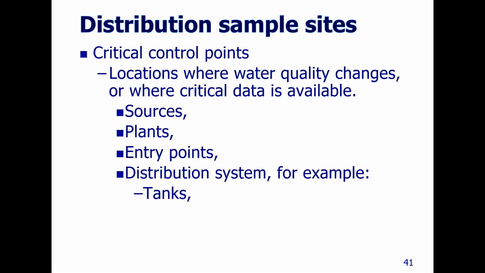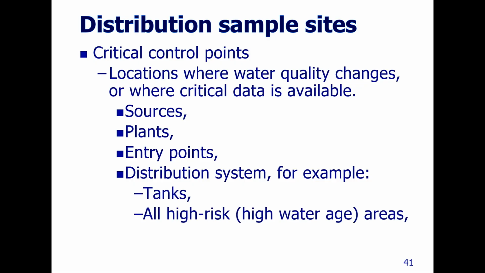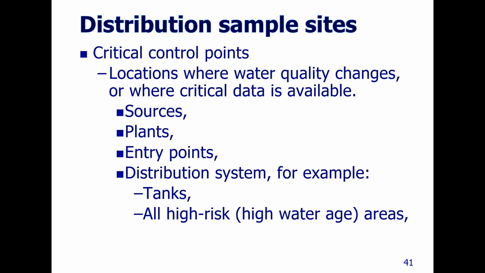Some distribution examples are talked about: tanks, high-risk areas, places where you might have long water age, places where they are building the apartments, but they haven't finished building out, or they've stopped building the apartments, but you haven't cut off the stuff because it's going to be destroyed, right? You want to look at those long-term, long-age places.